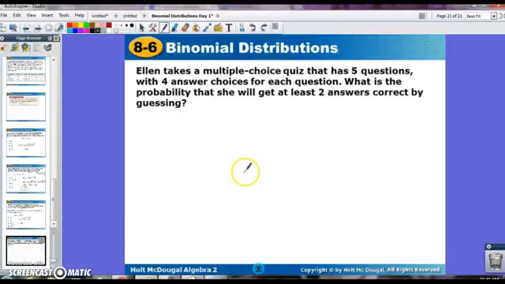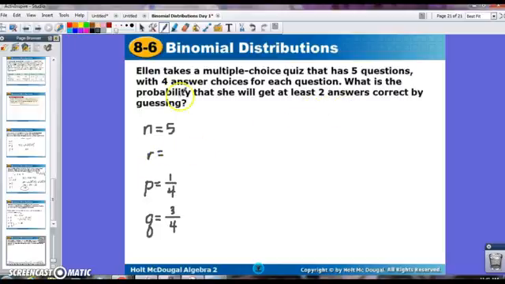Okay, one more problem like this. It says Ellen takes a multiple choice quiz that has 5 questions with 4 answer choices for each question. I think it's important before we go past that first sentence to decipher what all the different numbers are. There's 5 questions. That tells us there's 5 trials, right? There's 5 different questions she's going to be completing. So I know that n is 5. If there's 4 answer choices, she has a 1 in 4 chance of getting it correct. You guys know that from taking multiple choice quizzes and tests. So the probability of success is 1/4, which means the probability of failure has to be 3/4.